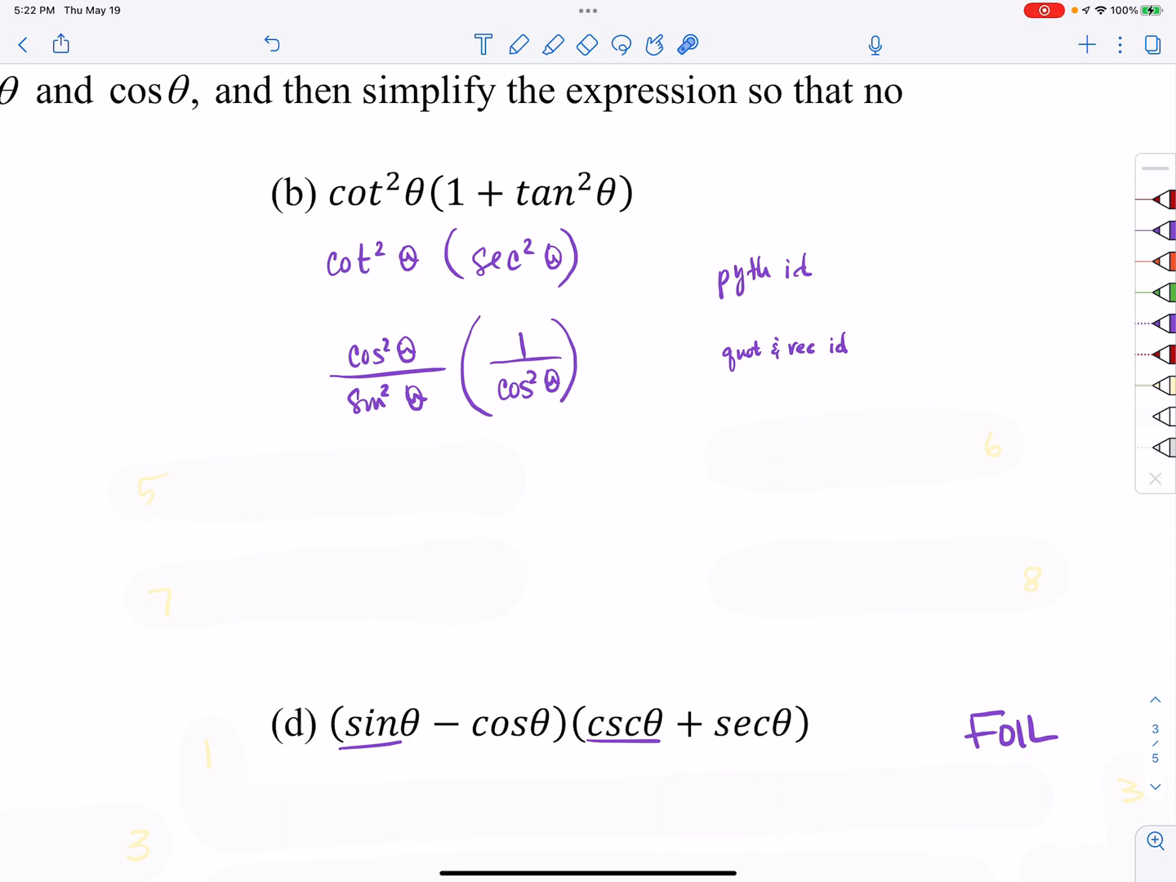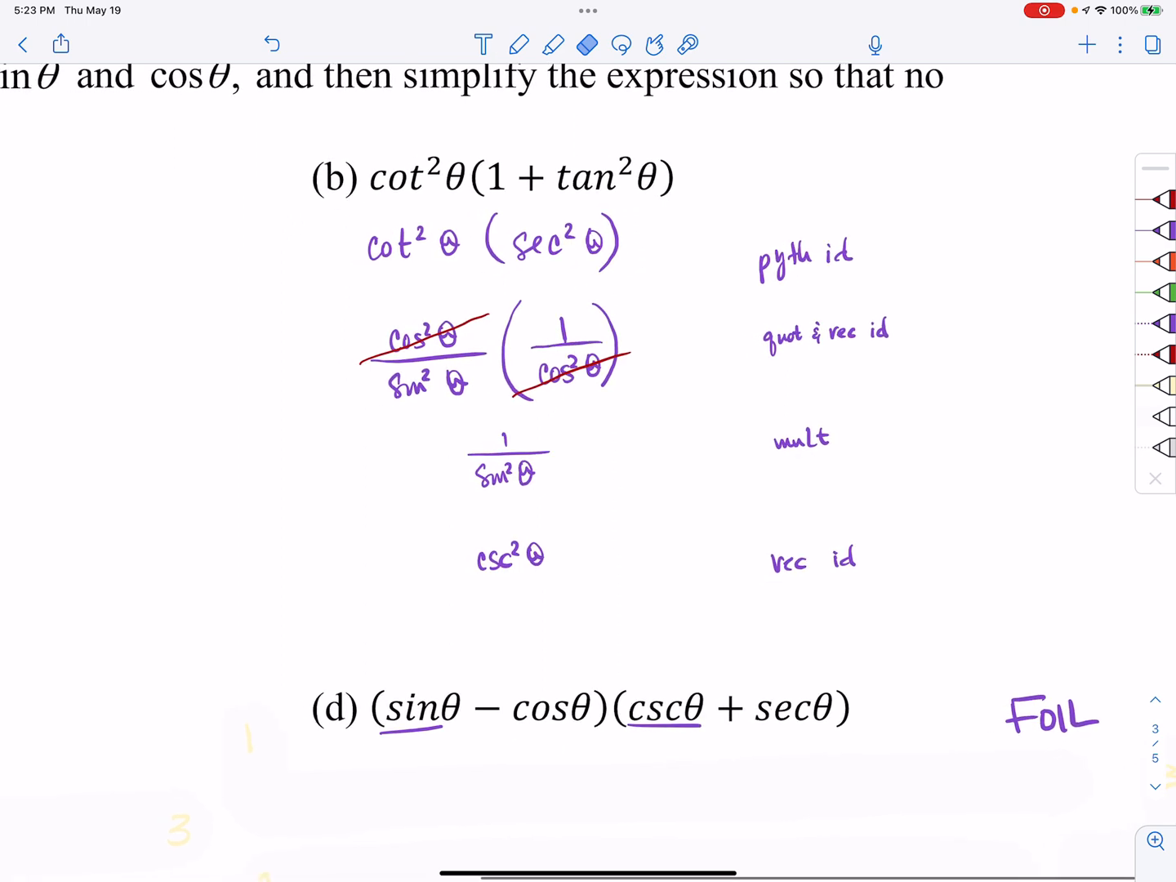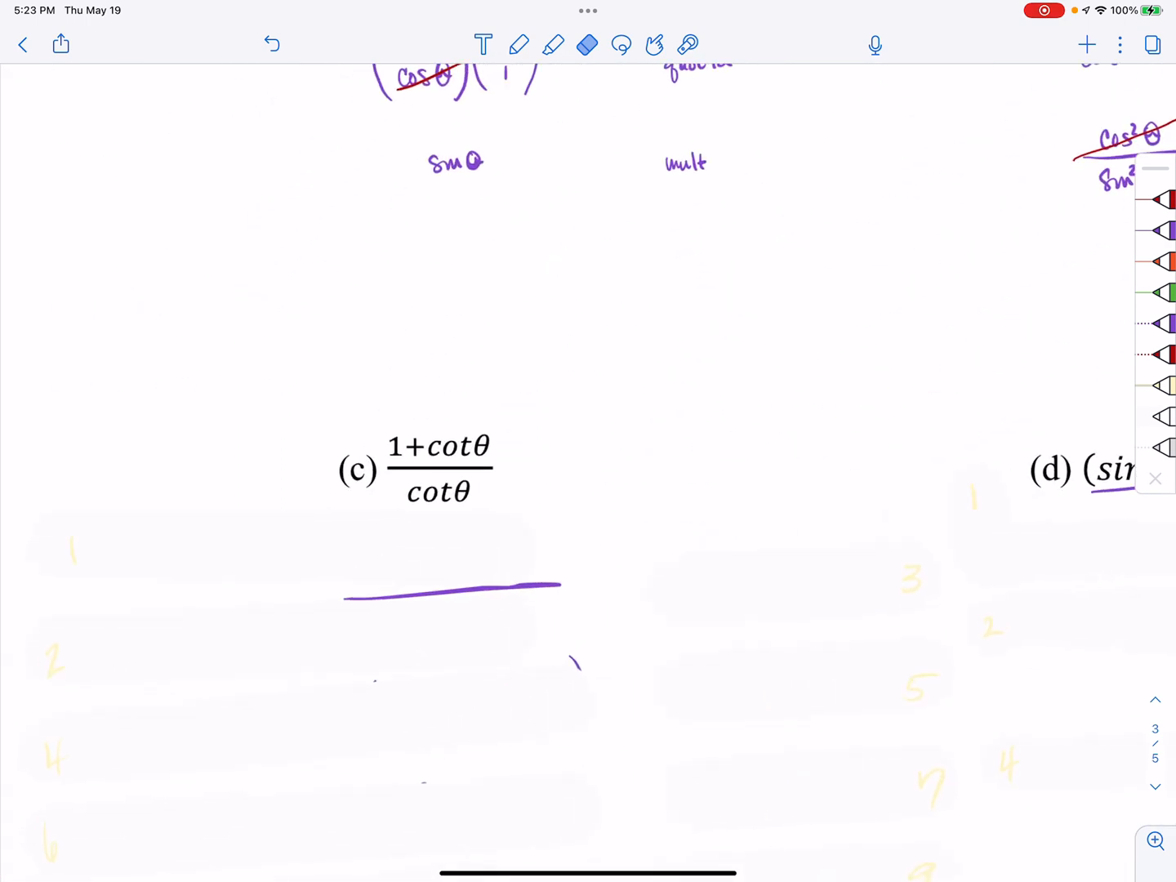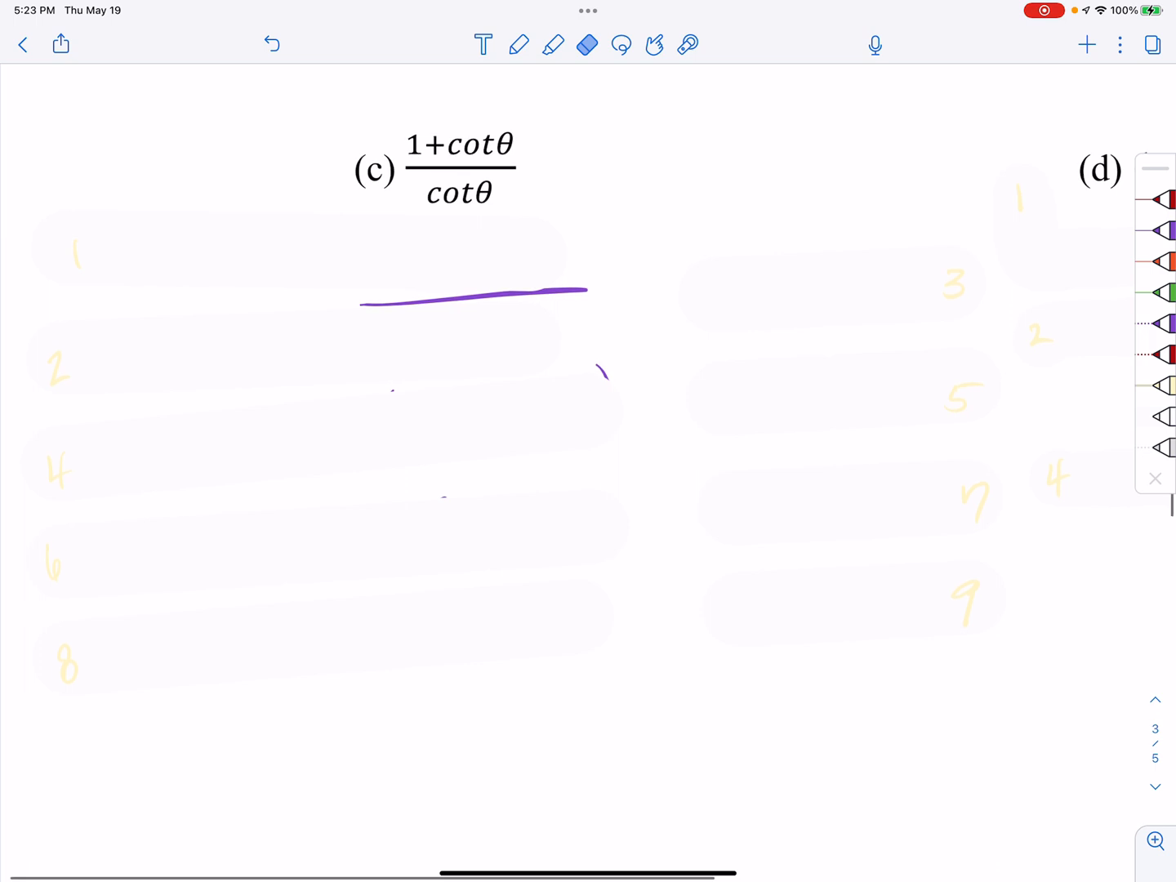All right, you'll notice that we've got some things that we can cancel out. And so we can multiply what's left, which is going to be 1 over sine squared. And we know that 1 over sine squared is the same thing as cosecant squared by the reciprocal identity. So we have made it simpler. We have no quotients in our final expression. All right, let's go to part C.